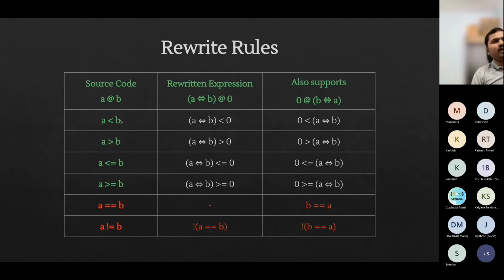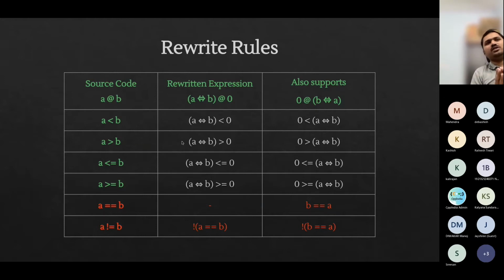For example, if you are doing a less than b, then it can be written as a spaceship operator b less than 0, and a greater than b as a spaceship operator b greater than 0. You just replace the placeholder with the appropriate type of relational operator. This is not true for is equal to and not equal to. We'll see why it is not true.